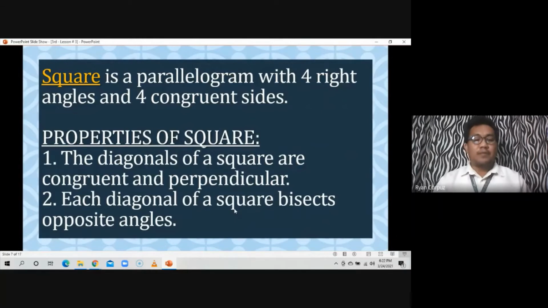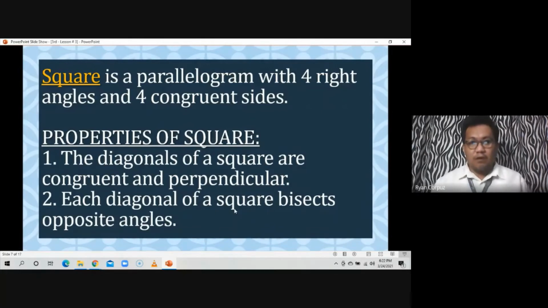Number 2, each diagonal of a square bisects opposite angles. So just like one property of a rhombus, each diagonal of a square daw bisects opposite angles. So hinahati niya rin yung angle na yun into equal measures. So yun yung mga karagdagang properties natin that we can use when the given figure is a square.